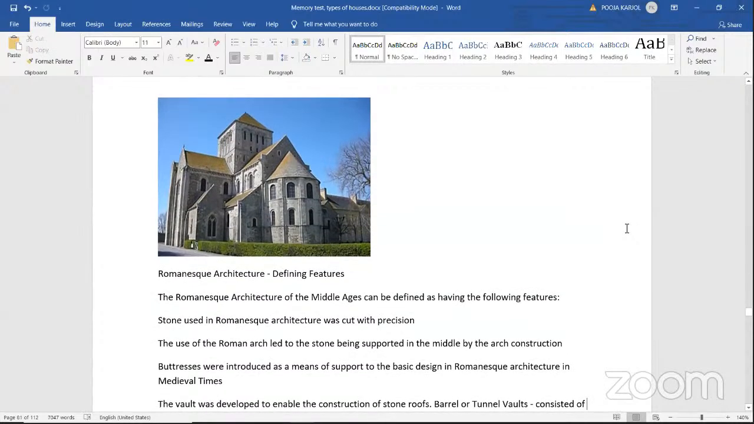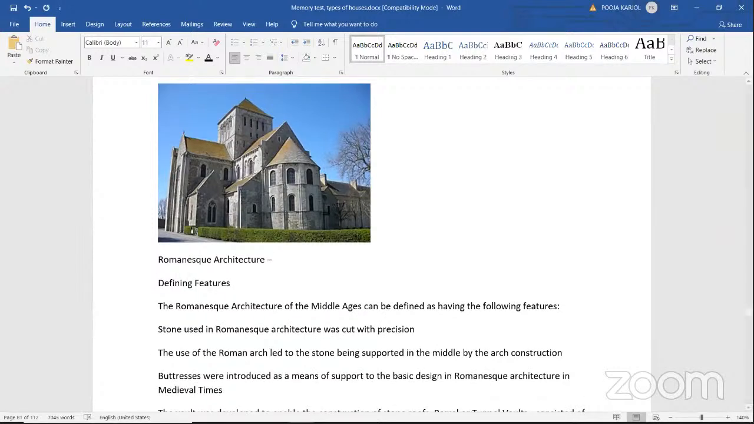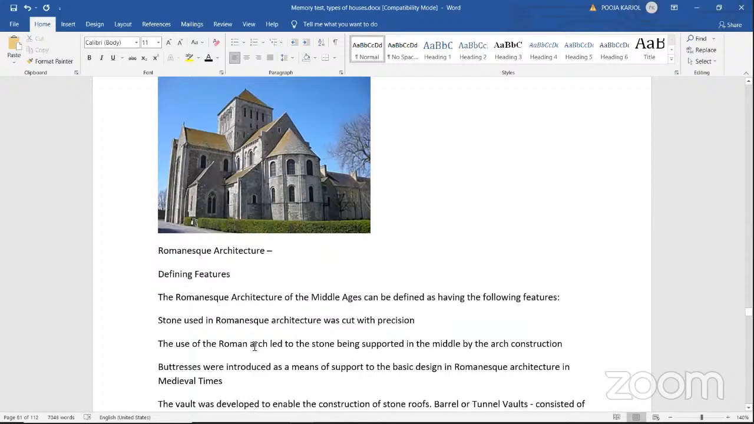Romanesque architecture, the defining features of it. Romanesque architecture of the Middle Ages can be defined as having these following features. Stone used in Romanesque architecture was cut with precision. Sometimes when you see old castles, it looks as if it has not been cut with precision, but this has been taken care of. That is the main feature.